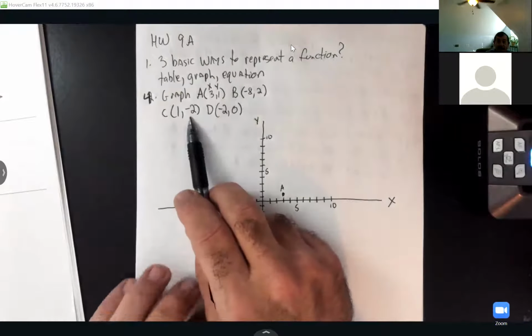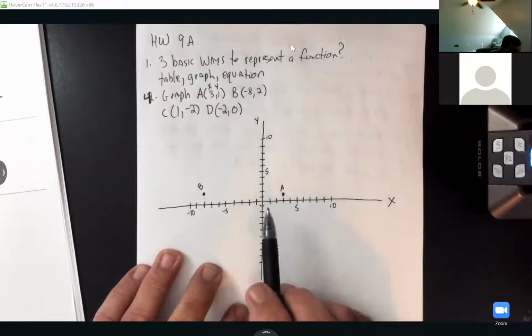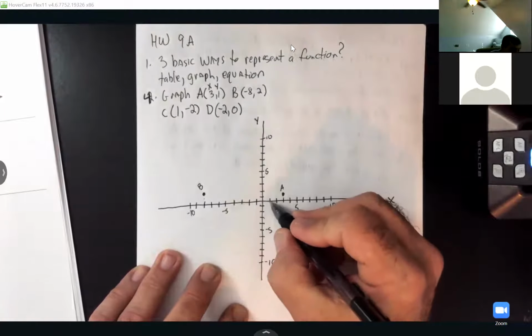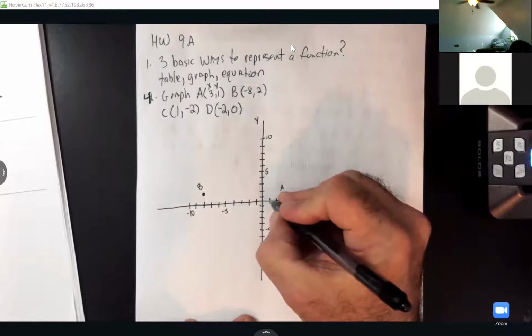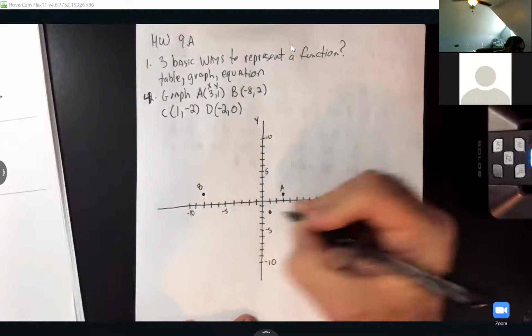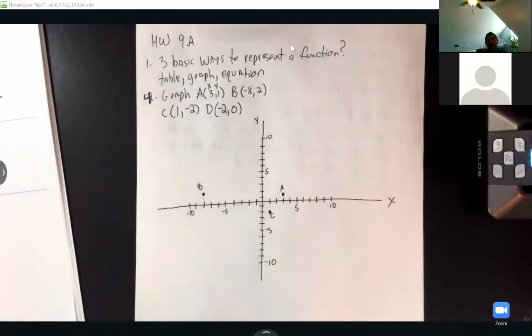So look, C's got a negative Y value. So we're going to move right 1 for the X value. So starting in the middle, I go 1 right. The Y value is -2. So from that 1 on the X axis, I go down 2 and put my point. So that'll be C.